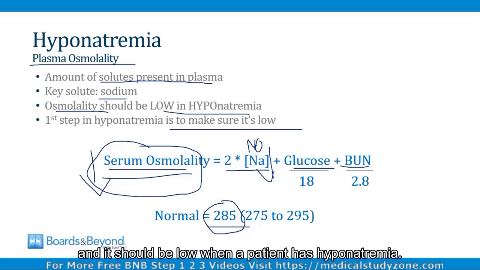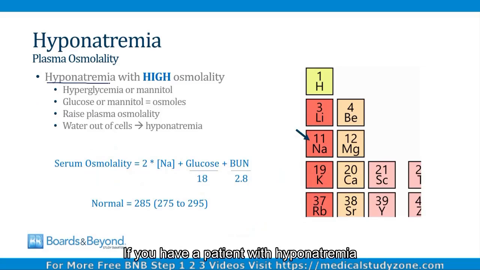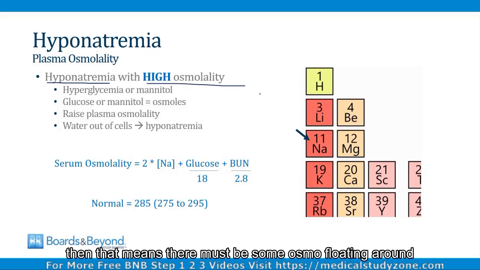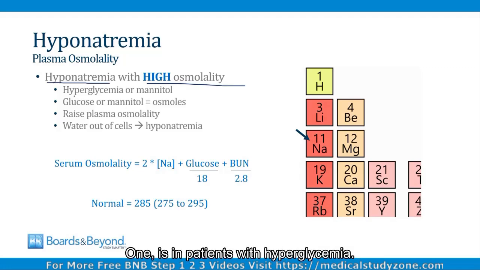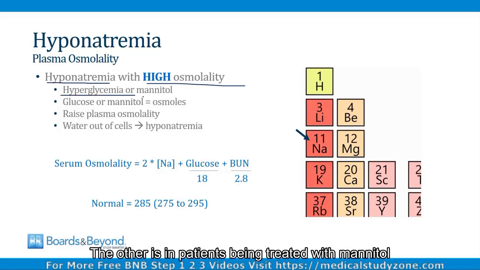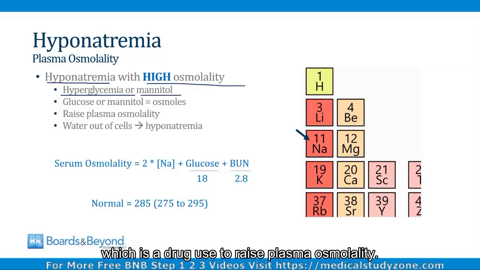has hyponatremia. If you have a patient with hyponatremia, but you send a sample of plasma to the lab, and the lab analyzes it and tells you the osmolality is high, then that means there must be some osmoles floating around in the plasma. And there are two situations when this happens. One is in patients with hyperglycemia. The other is in patients being treated with mannitol, which is a drug used to raise plasma osmolality.